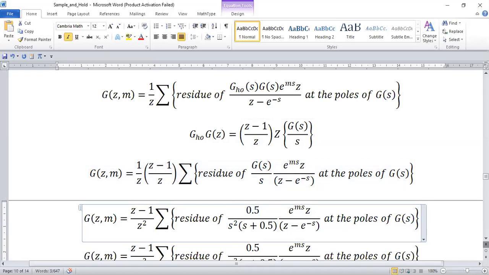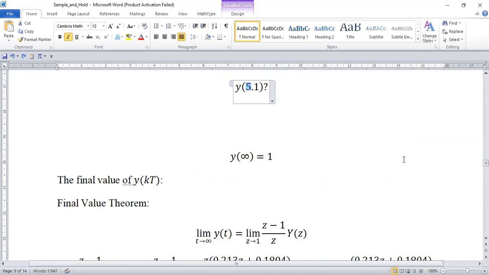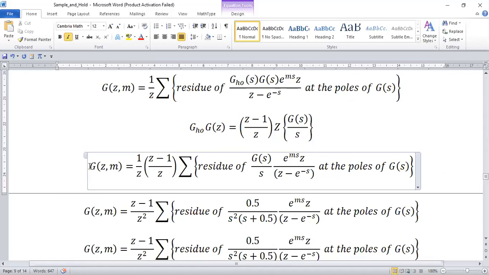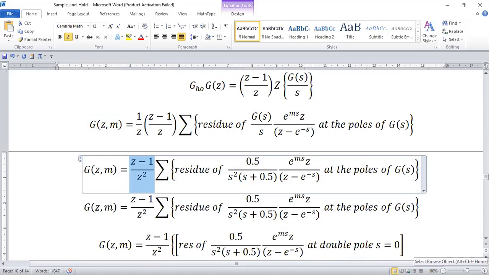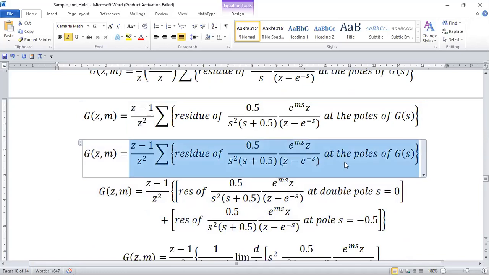And we are supposed to, and want to get the residue. So we want to use the residue method to get G of z, comma m. Now, when we do some simplification, we get this. And some further simplifications, we are going to arrive at this. So we want to get the modified Z transform at the poles of G of s.